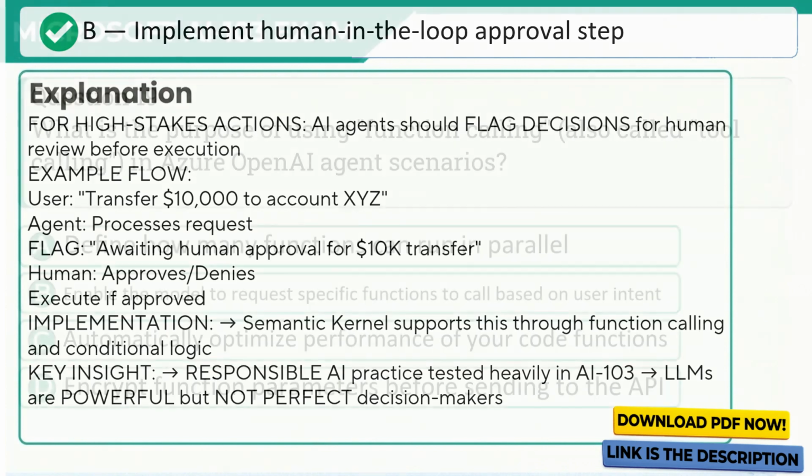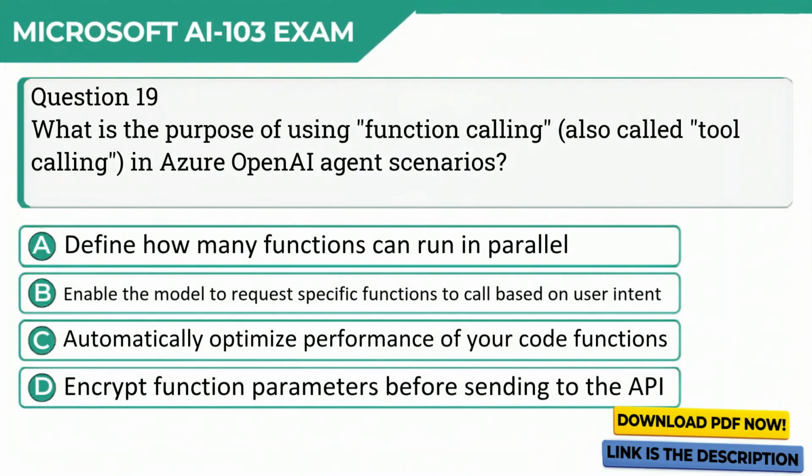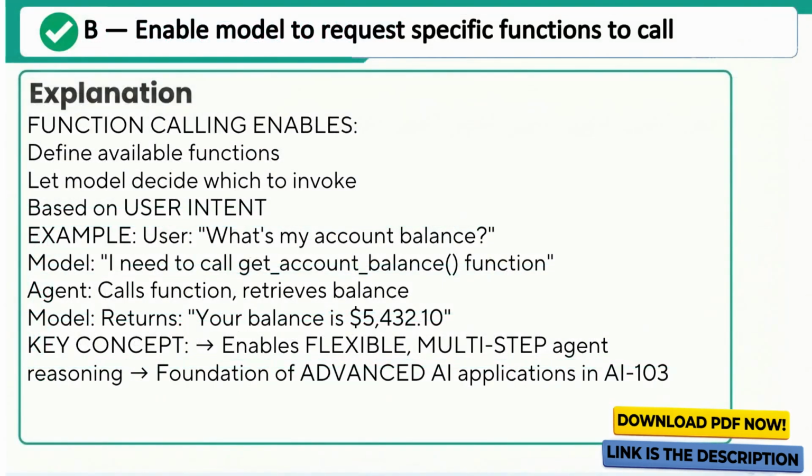Question 19. What is the purpose of using function calling, also called tool calling, in Azure OpenAI agent scenarios? A. Define how many functions can run in parallel. B. Enable the model to request specific functions to call based on user intent. C. Automatically optimize performance of your code functions. D. Encrypt function parameters before sending to the API. Correct answer: B. Enable the model to request specific functions to call.